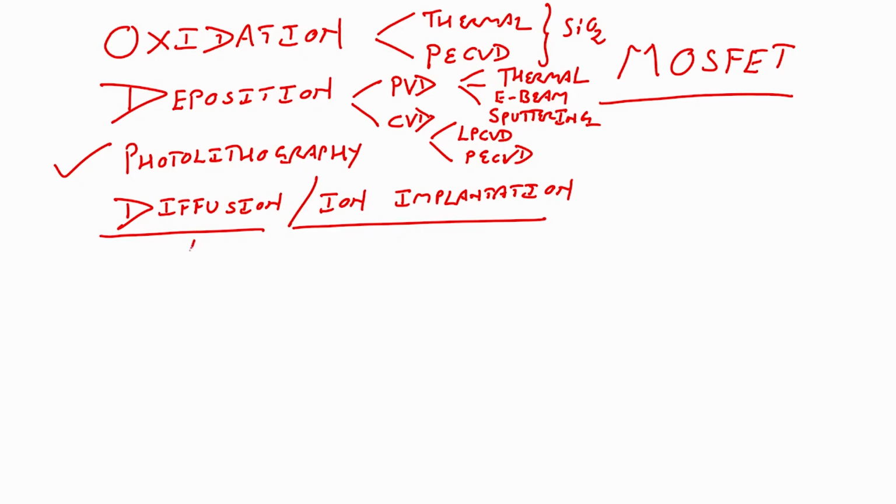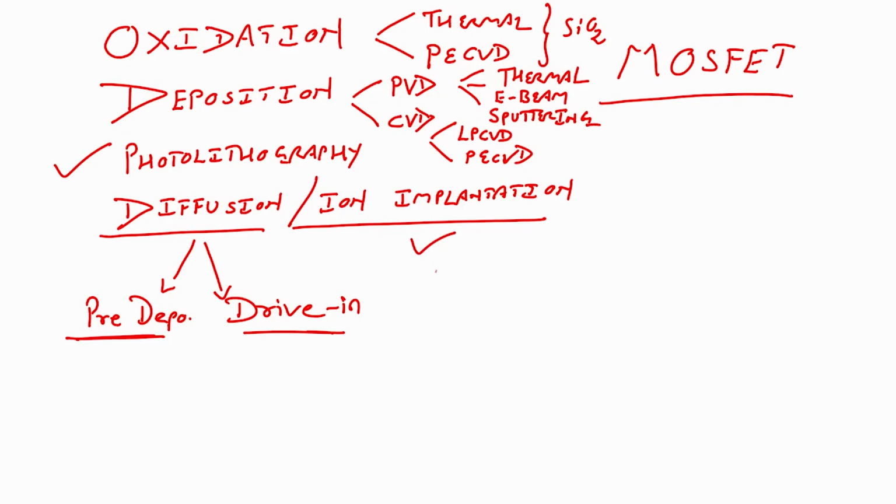Just understand that if diffusion is there, there are 2 processes in diffusion. Process 1 is called pre-deposition, process 2 is called drive in, alright. Pre-deposition and drive in. Ion implantation is another process which is heavily used instead of diffusion, since we can dope the impurities in a much more accurate way using this technique called ion implantation. Alright.